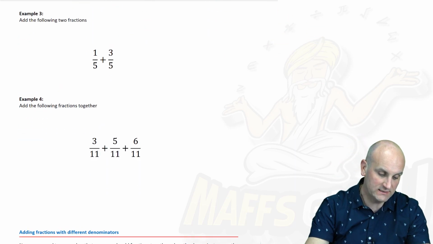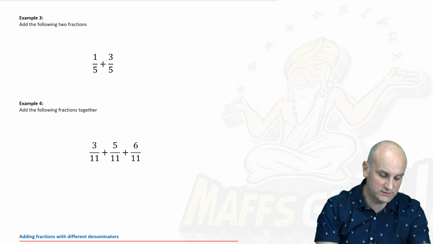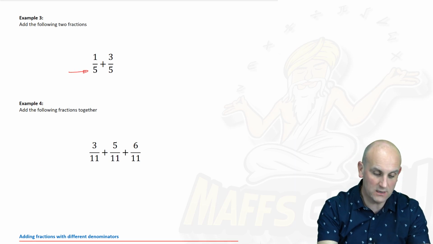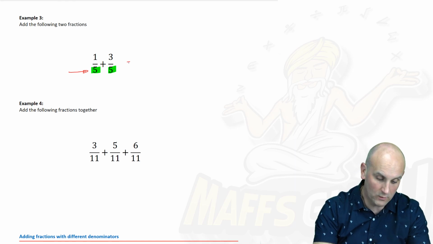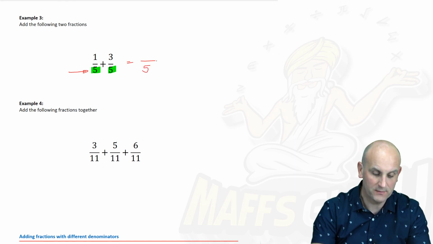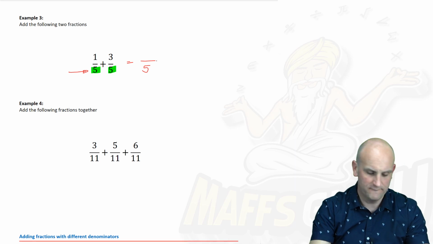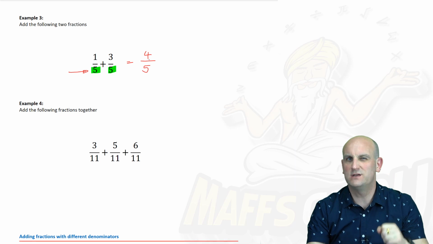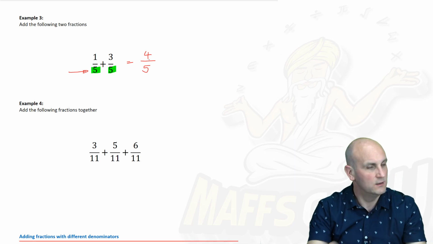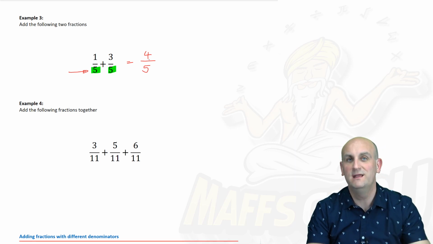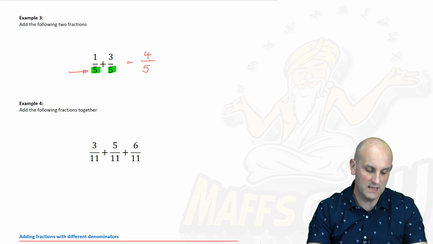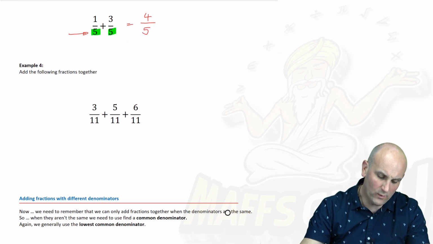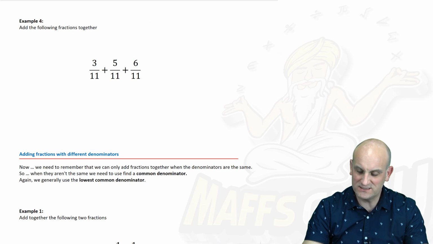Okay, let's have another example. Can we add together these 2 fractions? I should, Coco. The bottoms are exactly the same. I've got a 5 and a 5. So what happens? They stay as a 5. 1 plus 3 gives me 4. And do I need to cancel that down? Nope. Is it top heavy? Nope, because the bottom number is bigger than the top number. And I am done.